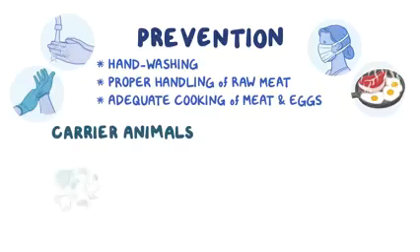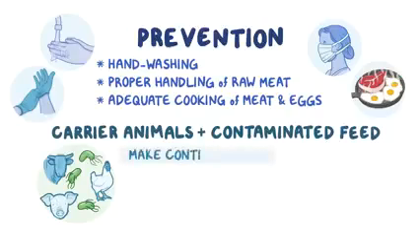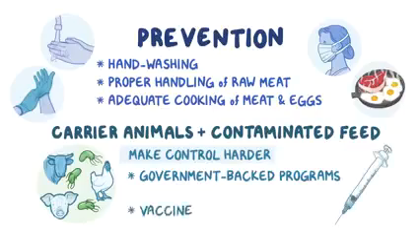Carrier animals, which are asymptomatic adults that shed the bacteria, and contaminated feed are factors that make control harder in livestock. In many countries, government-backed programs have been introduced to reduce infection levels among food animals, especially poultry and pigs. Vaccines are available for some animal species and may reduce symptoms along with lowering herd infection rates.